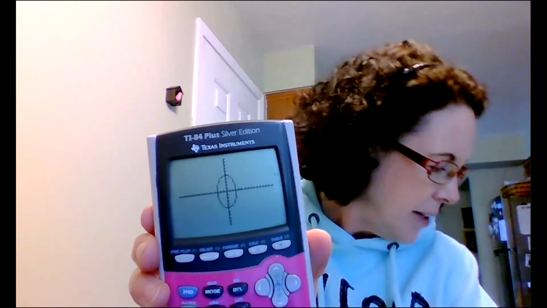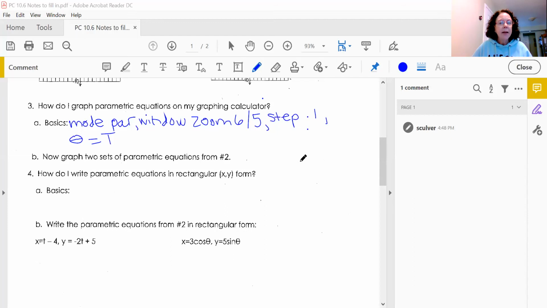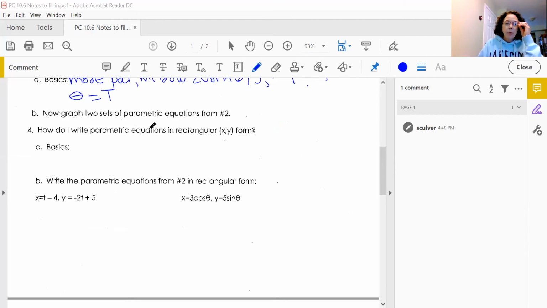Okay. All right. Now, let's go down to number 4, right? So I'm going to go back to the worksheet. There we go. And number 4, how do I write parametric equations in rectangular form? So let's take a look. Here are the basics. There's actually 2 things. We're going to make a little squiggly here because there's 2 ways.